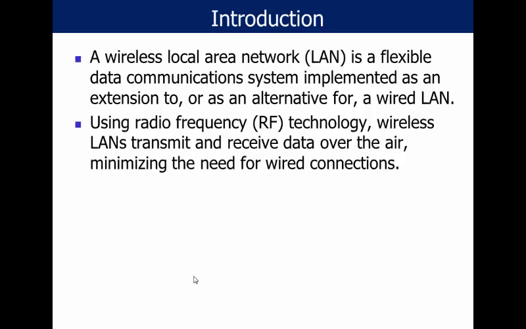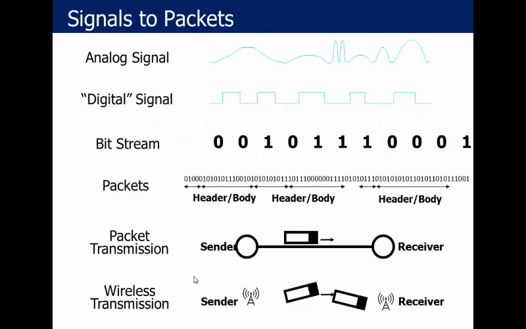Wi-Fi, wireless LAN, so-called Wi-Fi, uses radio frequency technologies. Radio frequency is a little bit lower than microwave frequency, but they are used interchangeably. Microwave frequency and radio frequency. Strictly speaking, radio frequency is lower than microwave frequency. LANs transmit and receive data over the air, minimizing the need for wired connections.